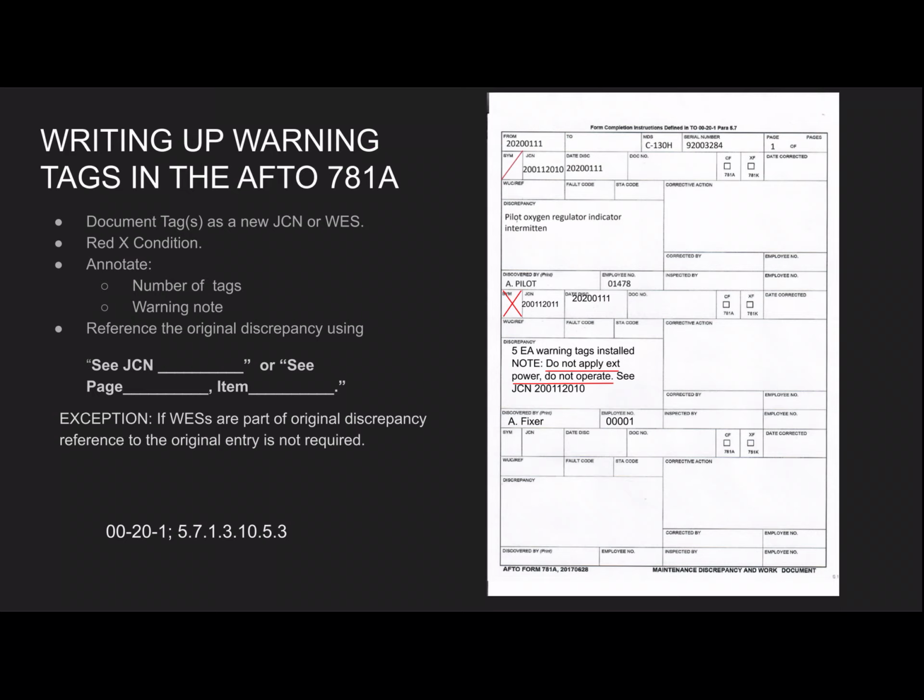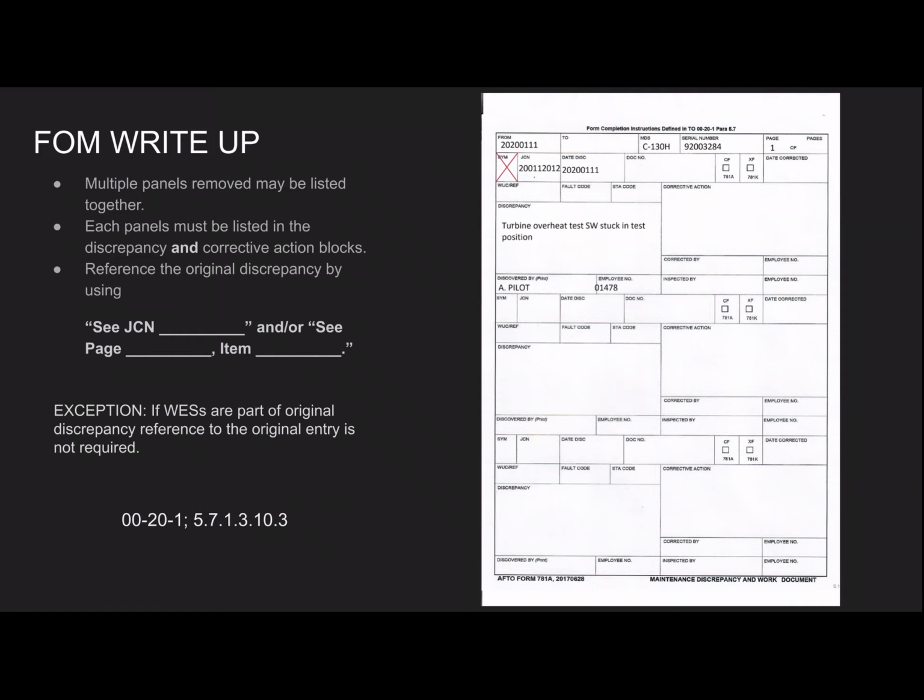You're going to annotate the number of tags and a warning note. So we have 5 each warning tags installed. Note: do not apply external power, do not operate, and then you will reference the job that the tags are for. So we're going to say CJCN to the original job. And then you'll put your minimum signature, your JCN, and your date discovered. And then your work unit code for tags is always 04 tag.